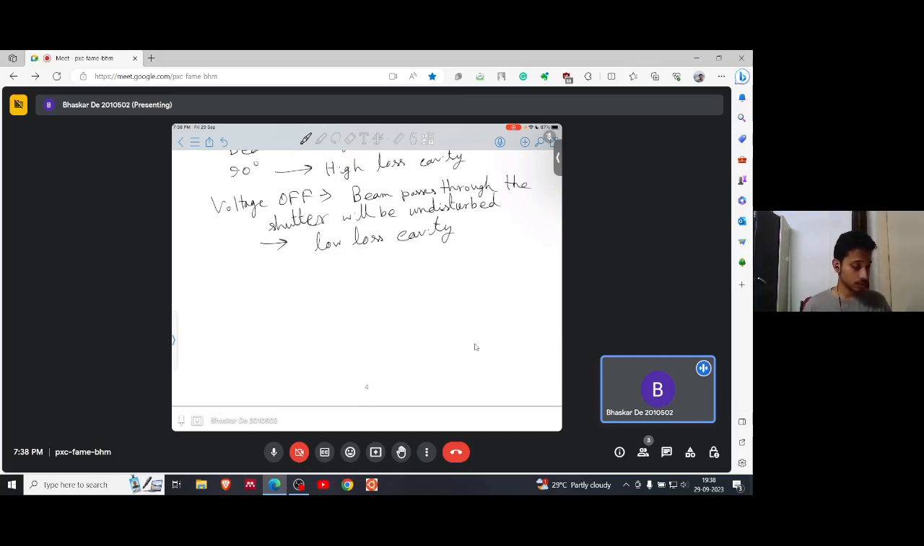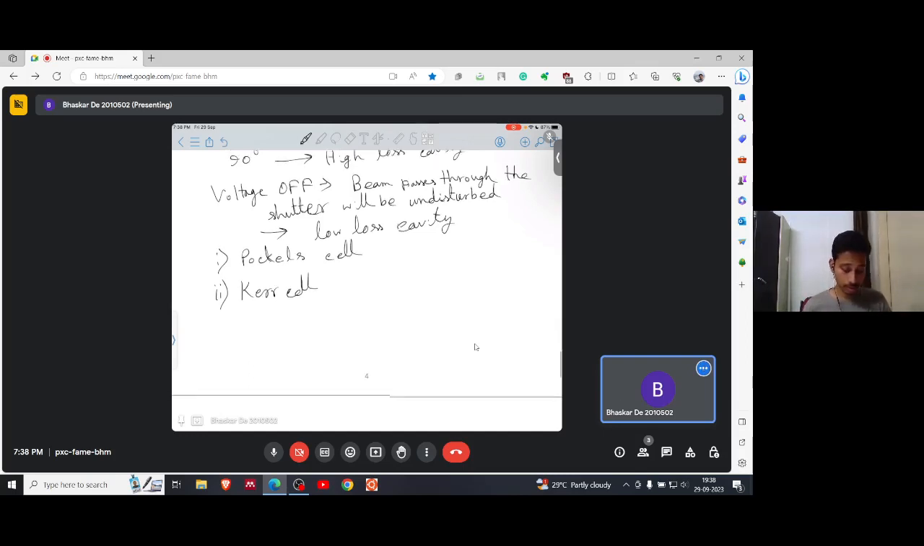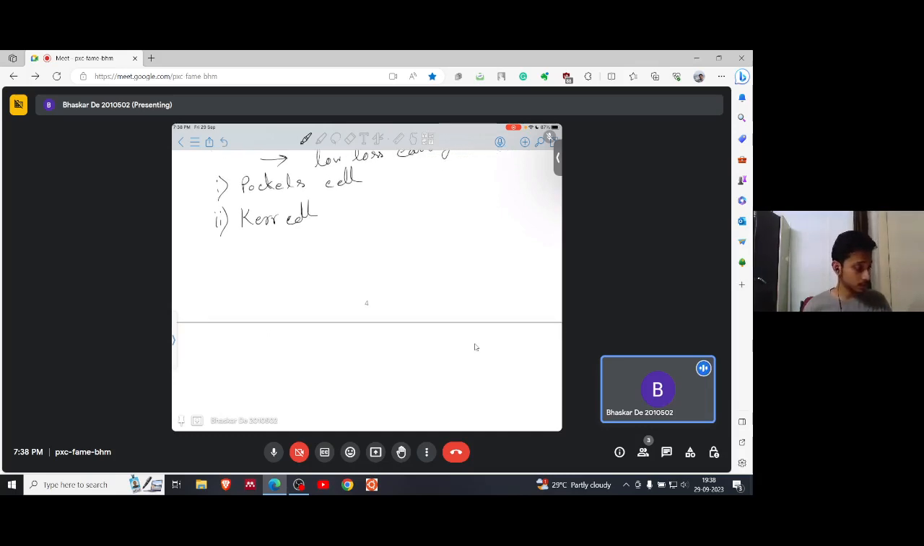Now there are two types of electro-optic shutter that can be used for Q switching. One is the Pockels cell and another is the Kerr cell. So for the Pockels cell, here they use the Pockels effect. So the Pockels effect is produced when an electric field is applied to certain kinds of birefringent crystal to alter the indices of refraction of the crystals.